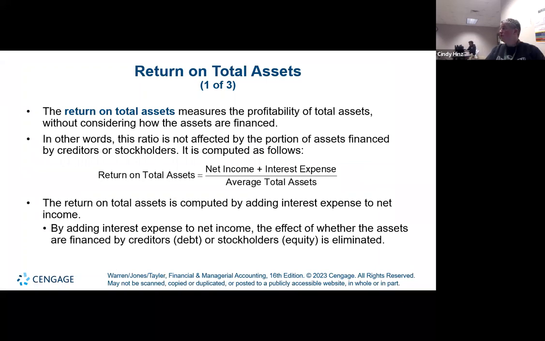So our next calculation is return on total assets. How good are we at generating income with the assets that we have? How good are we at using the assets that we have to generate income? So you can see the calculation there on the screen. Again, net income, adding back the interest expense and divide by the average total assets.